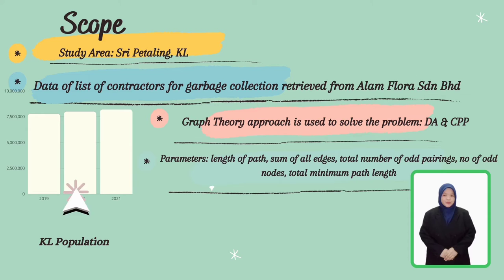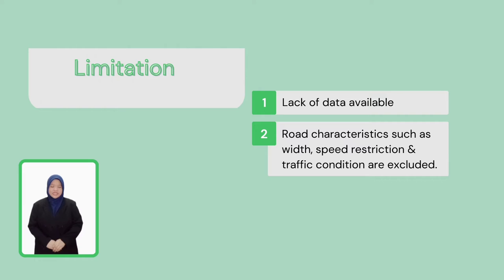Scope. In this study, we use Petaling, Kuala Lumpur as a study area. We obtained the data from the Alam Flora Sdn Bhd website. The parameters that we use in this study are length of path, sum of all edges, total number of odd pairings, number of odd nodes, and total minimum path length. Limitation. There are some limitations in this study, such as lack of data available. The road characteristics like the width, speed restriction, and traffic condition are excluded.